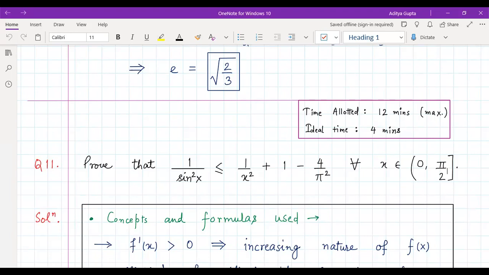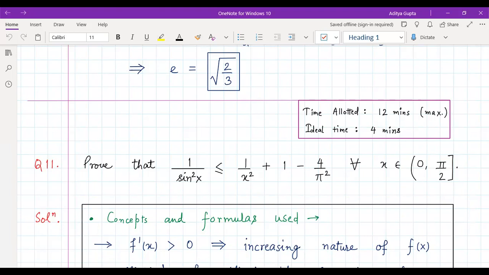Today we are discussing question number 11 from the chapter of AOD, monotonicity and maxima minima. The question asks us to prove that 1 upon sine square x is less than or equal to 1 upon x square plus 1 minus 4 by pi square for all acute x. The maximum time allotted for this question would be 12 minutes, and ideally you should try to do it within 4 minutes. So now let us discuss the solution of this question.